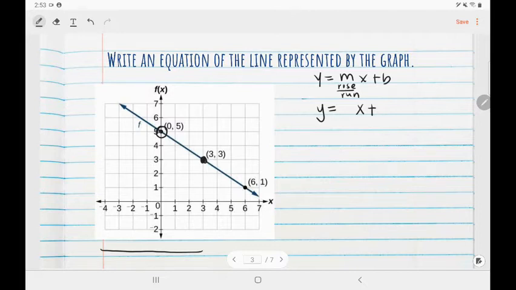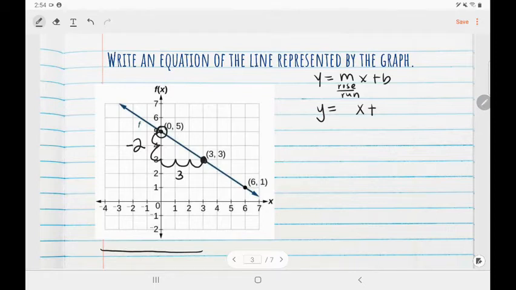So if I want to find my rise, instead of going up to get to the second point, I need to move down 2 spaces. So down 2 means it's a direction of -2. And my run is side to side. So how many spaces do I count over? 1, 2, 3.